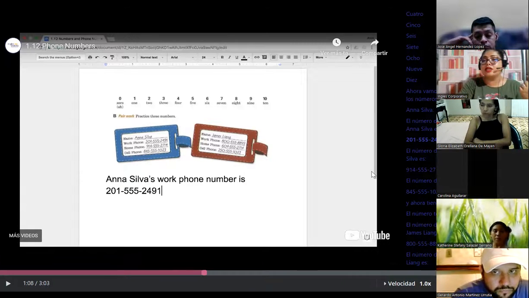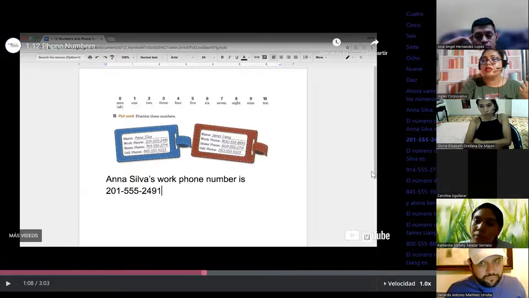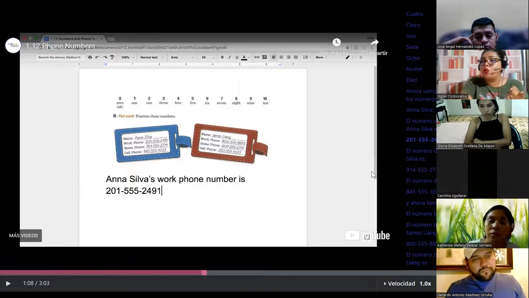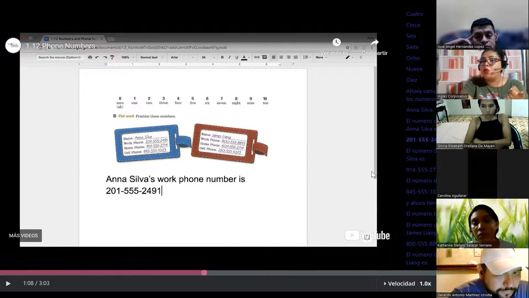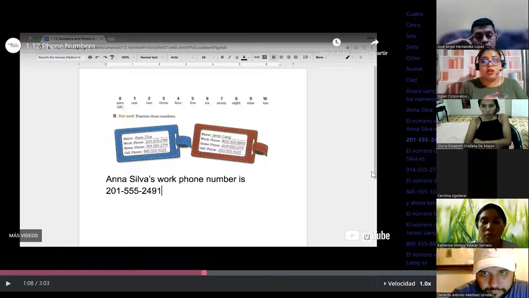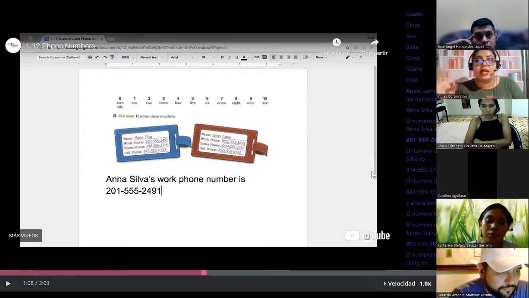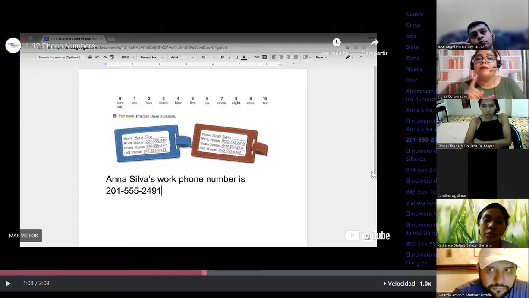Okay, in this case, you listen how he is pronouncing the number. Aquí ya escuchamos la pronunciación del número que él está haciendo. En este caso, estamos viendo el número de Ana Silva, and he said 201. Estamos viendo los primeros tres números: 201, 555, 2491. In the US, they use this kind of pronunciation, number by number. Ellos utilizan número por número. No lo dicen como nosotros que decimos el 17, 20, 50, sino que ellos van número por número para evitar equivocaciones.